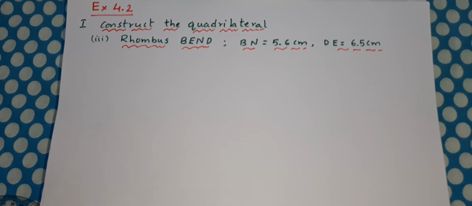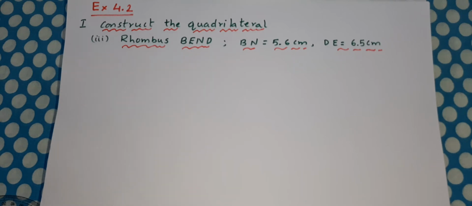So what is the meaning of rhombus? What are the properties of a rhombus here? In a rhombus, the adjacent sides are equal, so all the sides must be equal. BN is equal to 5.6, so BN is one diagonal and DE is one more diagonal they have given. Here they have given only 2 diagonals. But how do we construct when sides are not given?